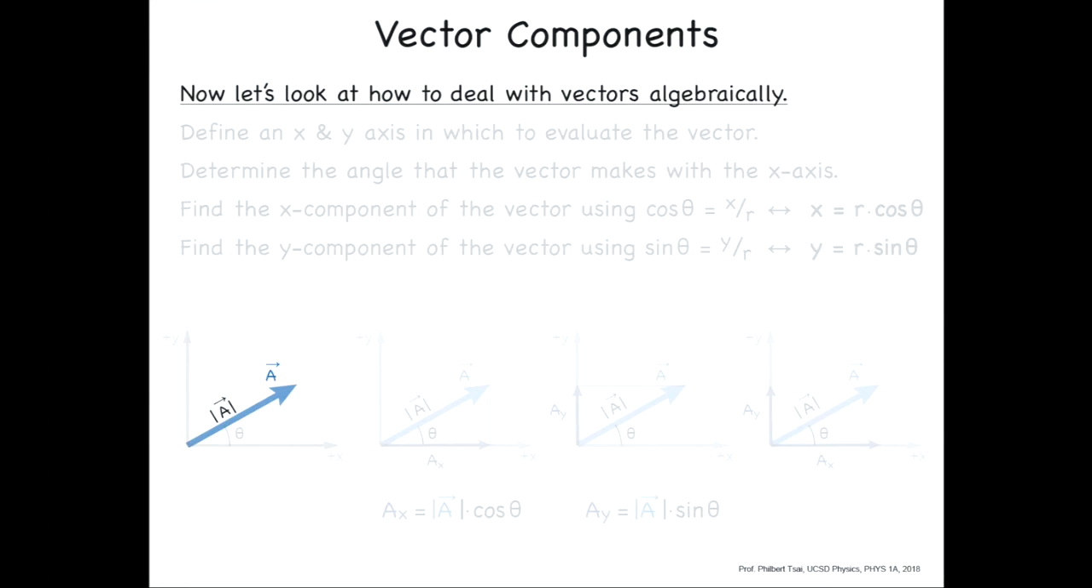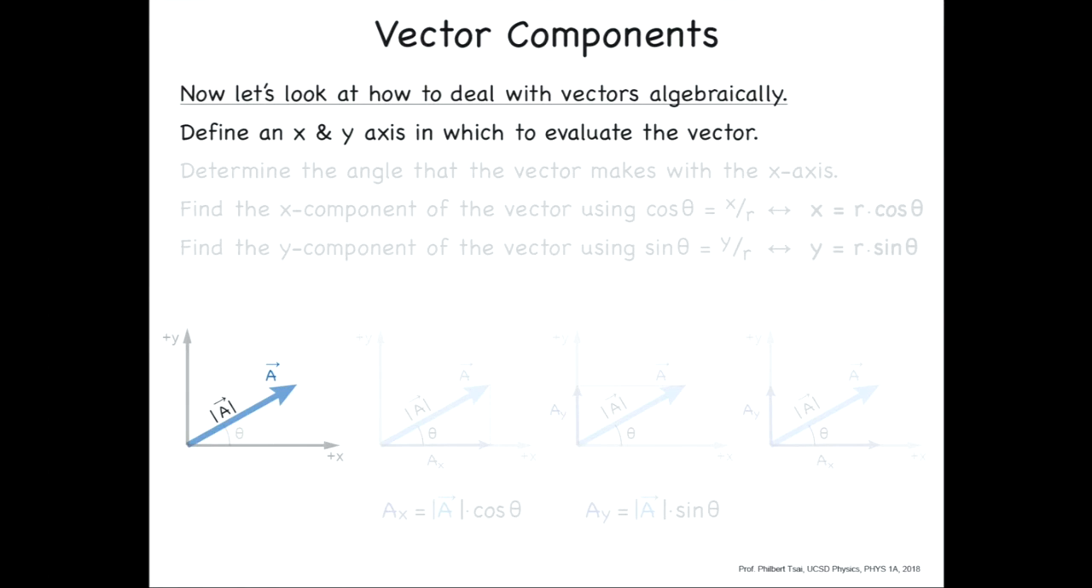OK, so now let's take a look at how to deal with these guys algebraically, right? So what we're going to do is we're going to take any vector, and we're going to define a coordinate system. And for the majority of what we're going to do in this quarter, we're going to use the Cartesian coordinate system, just x, y, and z, right? X will point to the right of the room typically. Y will point up. And if there is a z, it's pointing out of the screen towards you guys. Okay? For most things, we'll deal with just x and y.